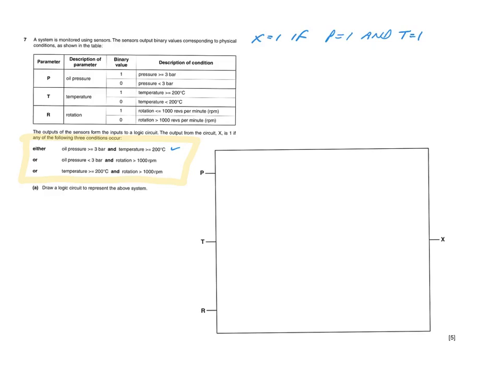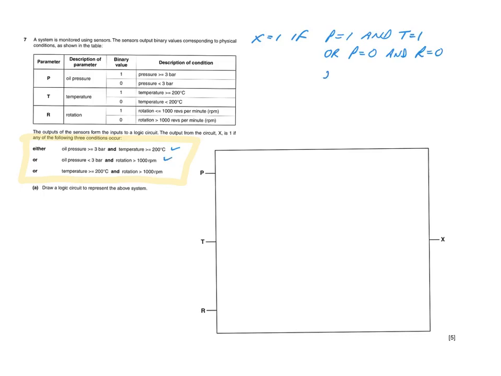The second line's OR. And then we're saying that the oil pressure is less than 3 bar, so that P is 0. Okay, so we can write it like that. P is 0. And we're saying that the rotation is greater than 1000 RPM, so R is 0. That's the next line done.